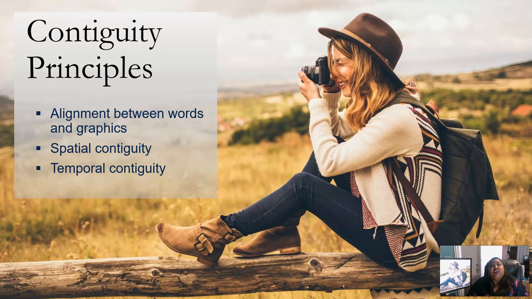Earlier, I mentioned there are 12 major principles of multimedia learning. We'll be focusing on 2 of them. They are the contiguity principles. And contiguity is essentially the alignment between words and graphics. There's 2 kinds of contiguity. We've got spatial contiguity and temporal contiguity.